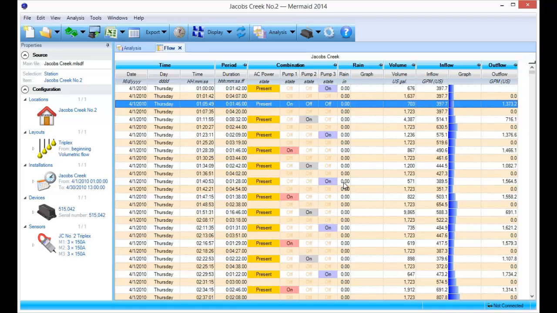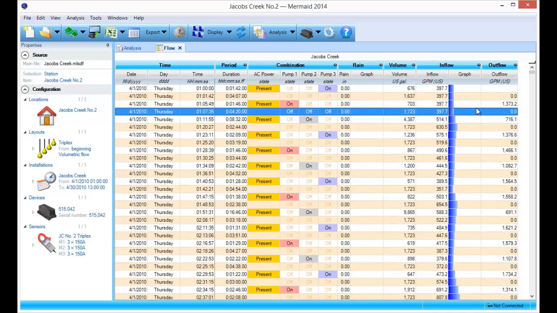With this, we can see if we had rain, what was the volume of water that was displaced, what was the actual flow rate calculated for that part of the cycle, and what was the actual outflow, the pump capacity calculated for that pump on that cycle.